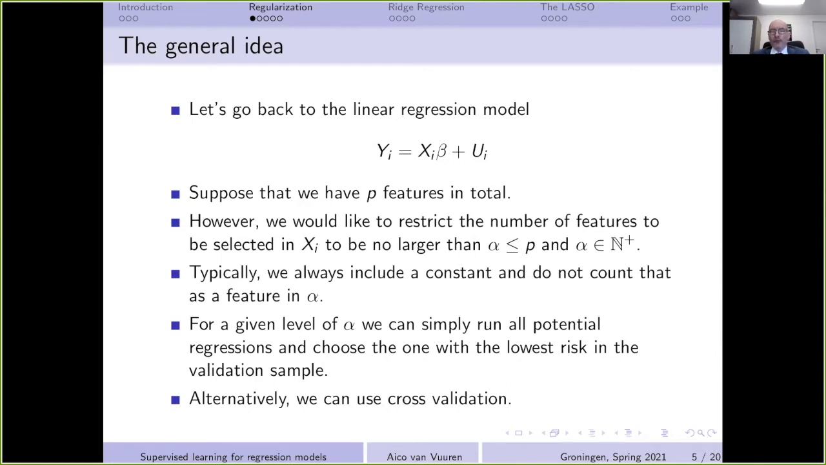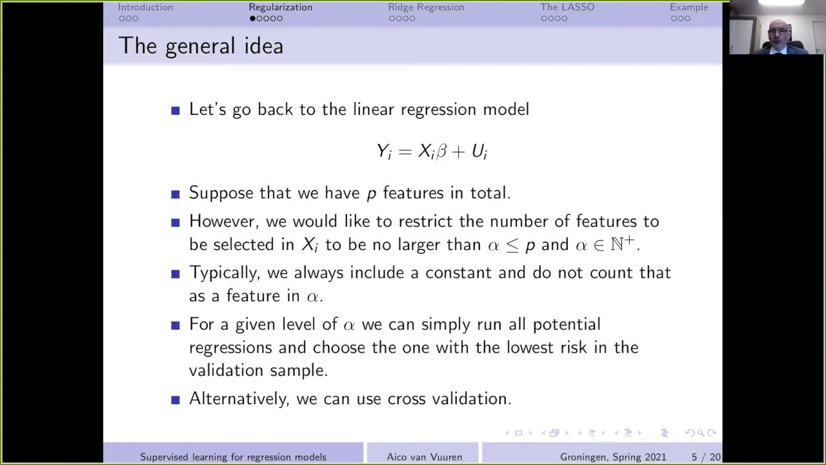And then what we can do is start with a very low level of alpha. We can start with alpha being equal to 1. In the case that alpha is equal to 1, we can do only p different regressions, because we can run a regression of y on the very first feature, a regression of y on the second feature, etc. And then, based on all these different regressions, we can calculate either the validation risk or the cross-validation risk. And then we know what is going to be our best predictor, conditional, of course, on the fact that alpha is equal to 1.